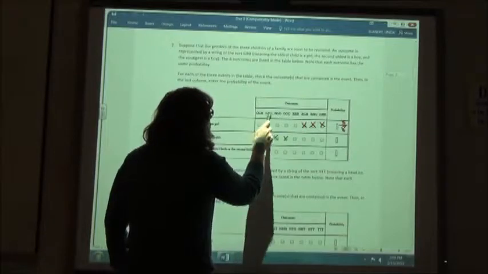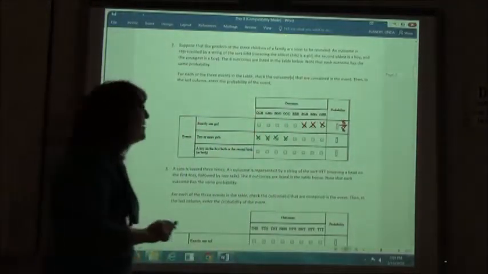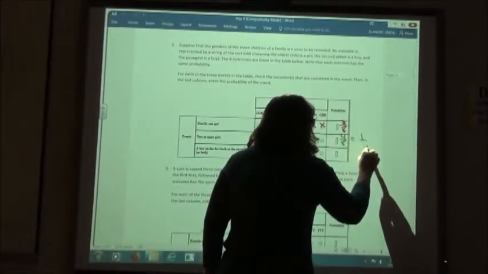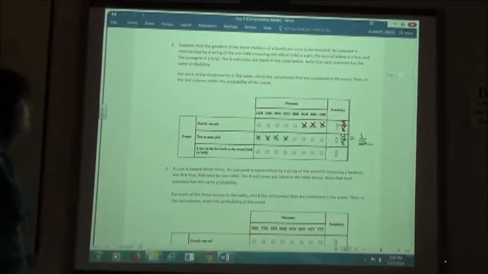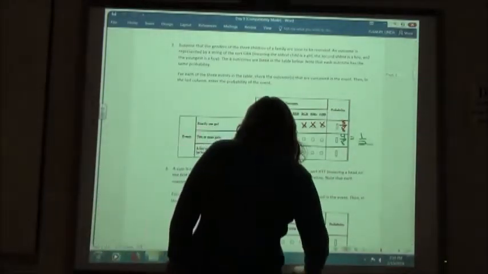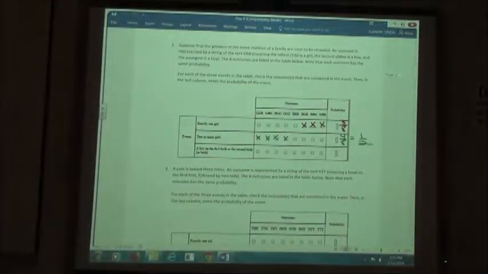We have 2 girls, 2 girls, 2 girls, and then we have 3 girls. So that one would be 4/8 or 1/2. Exactly, 1/2 would be my answer in best form. And then the last one, a boy on the first or the second birth, or both. So we can have a boy on the first one, a boy on the second one only, or a boy in both the first and the second one.